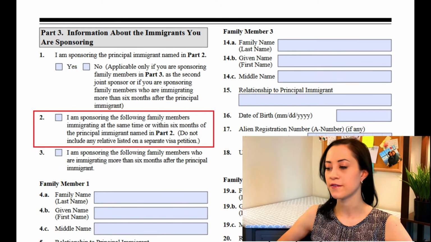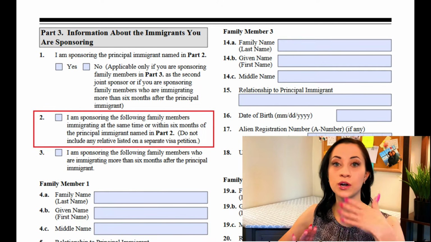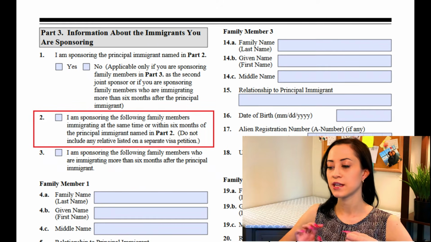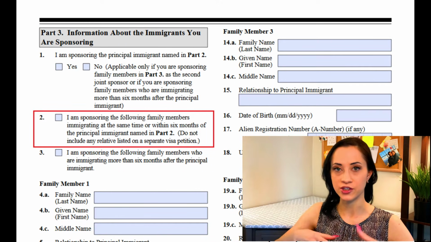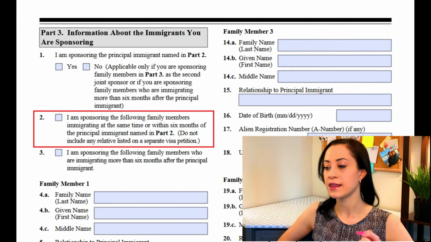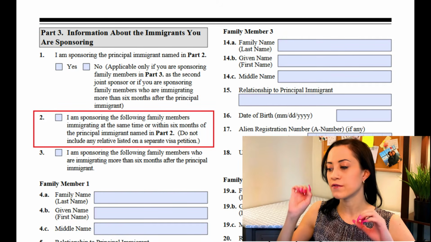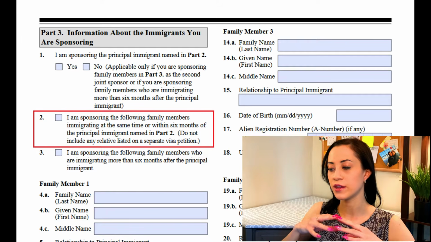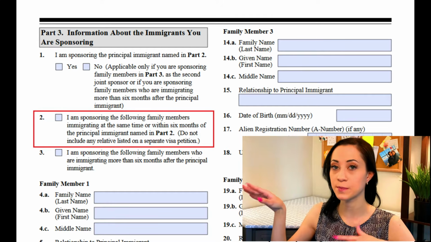So, for example, if you are a US citizen and you filed I-134 for your sibling, your sister, for example, and her husband and children are also included in your sister's green card application as her dependents, then you will put their names in the family member 1, 2, 3 in the following lines. This is only for those family members who are planning to come to the United States with the principal immigrant at the same time or within a 6 month period.